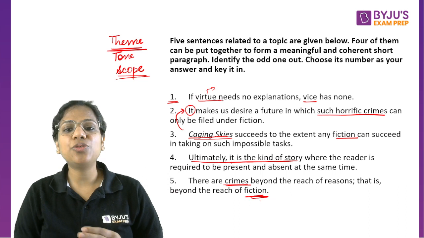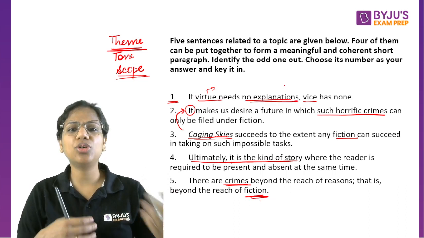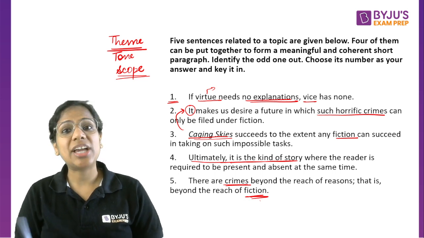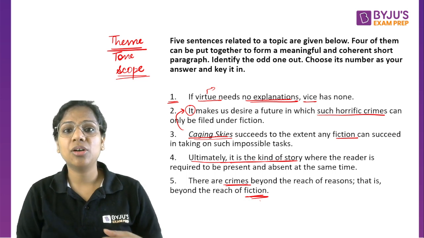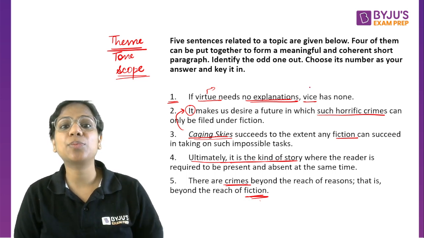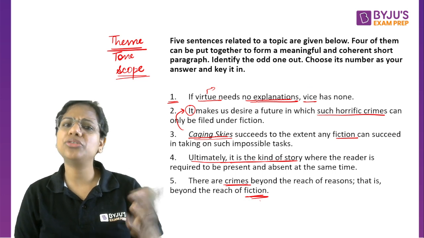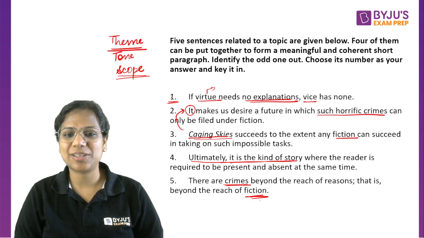How? It says if virtue needs no explanations, no reasons whatsoever. If you do a good deed, there doesn't have to be a reason behind doing something good. Vice has none. Vice has no reason. Okay, for a bad deed, you can never explain away a bad deed. You can't give reasons for doing something bad. So virtue needs no explanations. Vice has no explanations. That's what this sentence says.